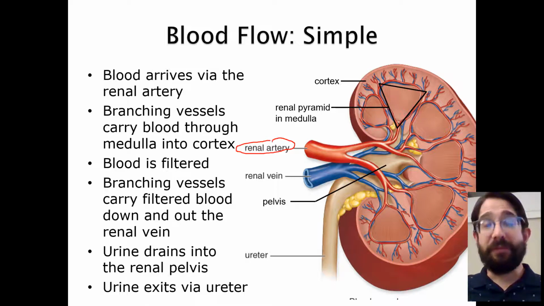Arteries carry blood away from the heart. So we're in the systemic circuit. We're going to filter this blood. A lot of the blood in the systemic circuit goes to the kidneys, something like 25% or more.